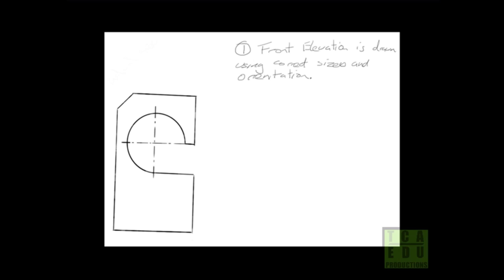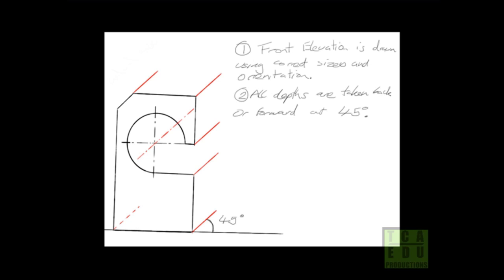The second rule is that all depth lines are taken back at 45 degrees, or indeed forward. Because remember, as we've drawn the front elevation as correct sizes, there could be things protruding from the front rather than just going back, and so we have to remember that as well. As we can see, at 45 degrees the centre line has also been taken back to recreate the circle in the back view, which of course can still be drawn with a compass.